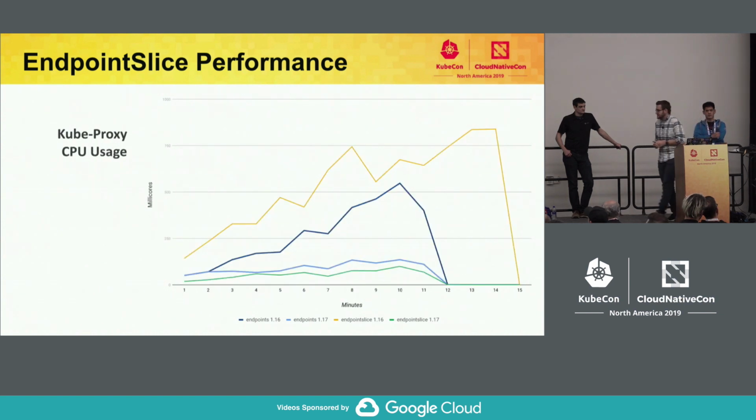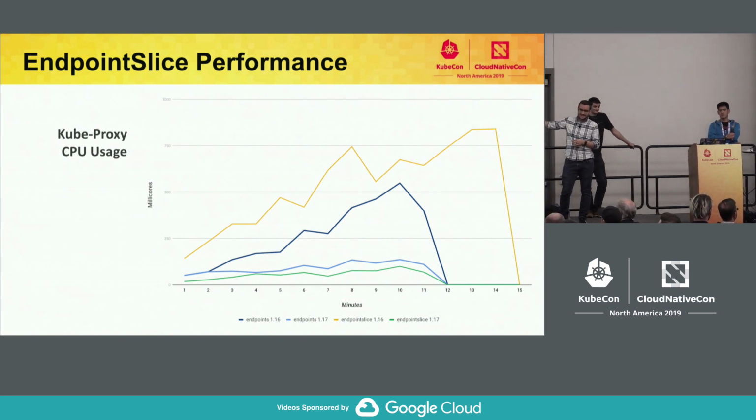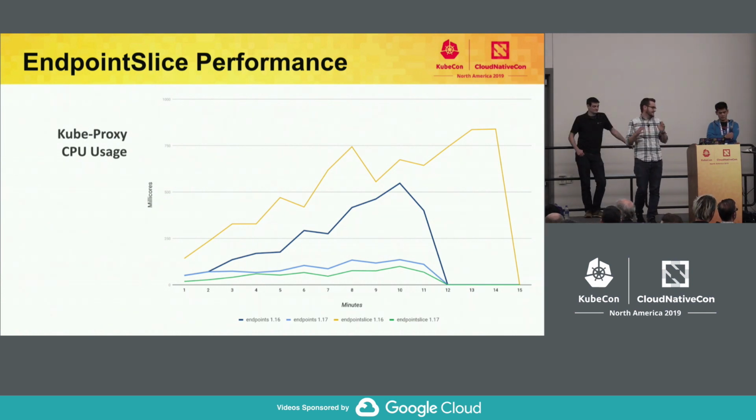Now, CPU usage was a little bit more dramatic. My first endpoint slice implementation was not great, it turns out. That big yellow line that continues 3 minutes after all the other implementations are done is my initial endpoint slice implementation. So not fast, and the rest are significantly better.